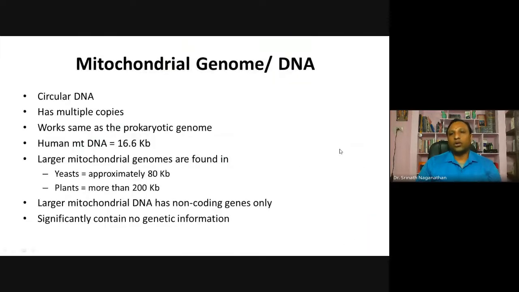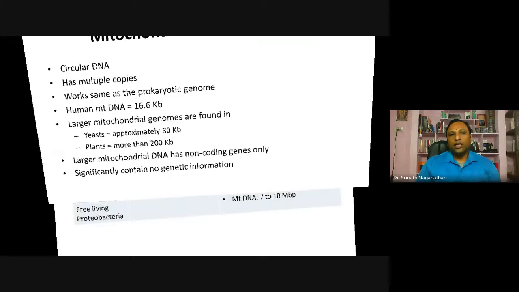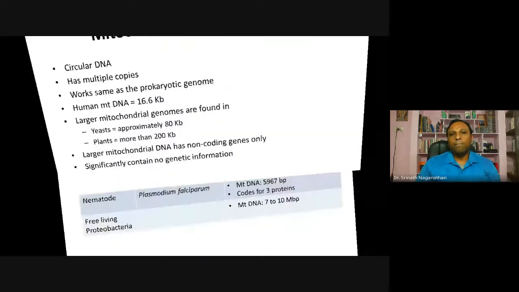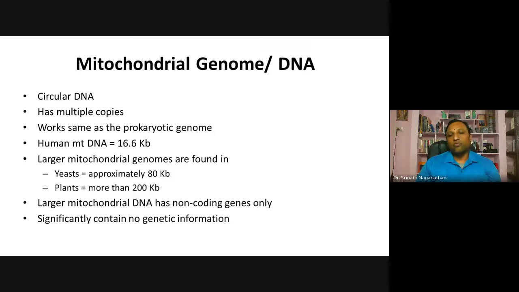Let's see about the mitochondrial genome or DNA. They are circular DNA and have multiple copies. They work the same as the prokaryotic genome. Human mitochondrial DNA is 16.6 kb. Others are larger. Mitochondrial genomes in yeast are approximately 80 kb, and plants have more than 200 kb. Larger mitochondrial DNA has non-coding regions, which contain no significant genetic information.